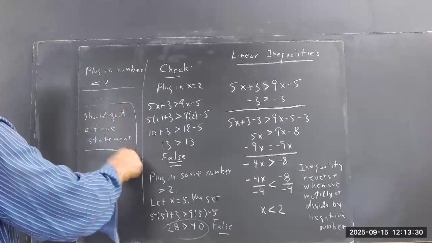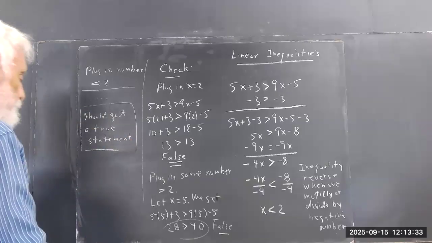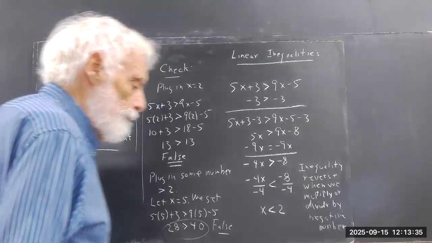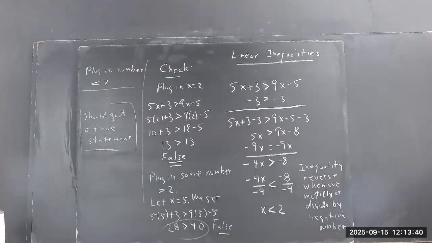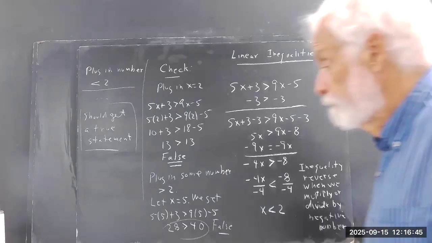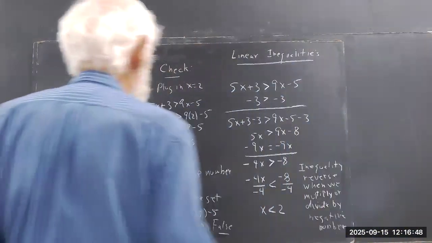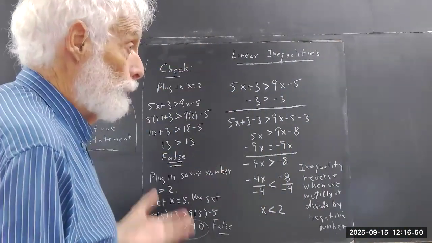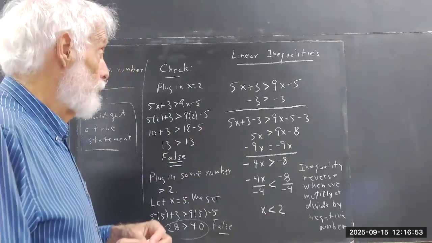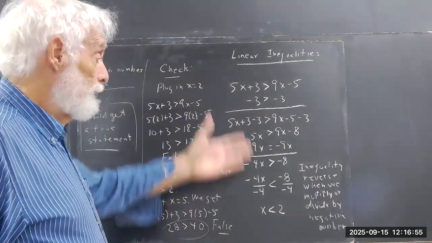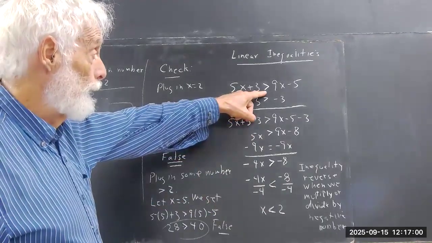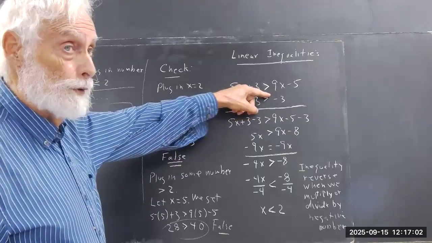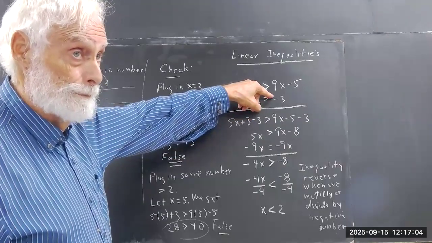You should get a true statement. Okay, anyhow, that's all I'm going to tell you about linear inequalities. Open math might tell you a few more things, but it's just like solving equations, except you got either a greater than or less than, or a greater than or equal or less than or equal sign here.